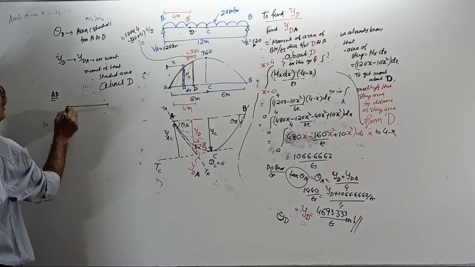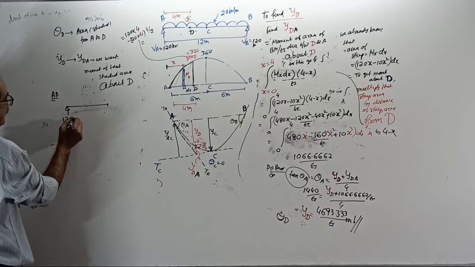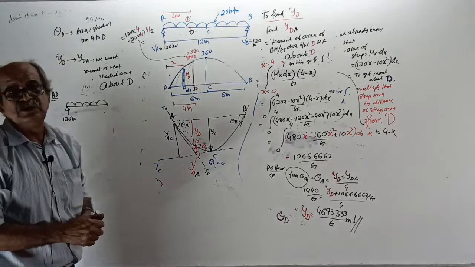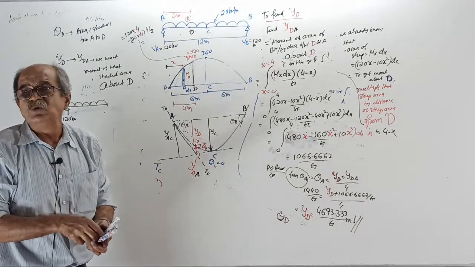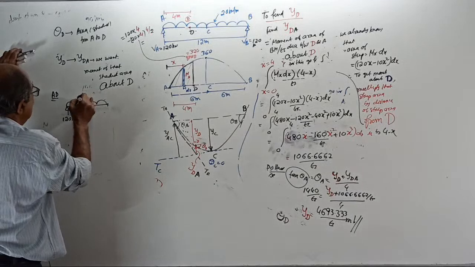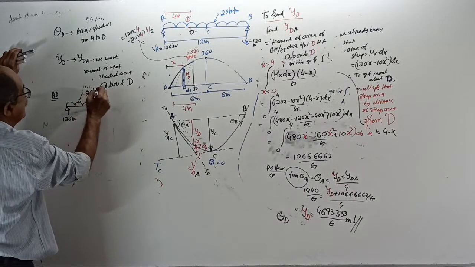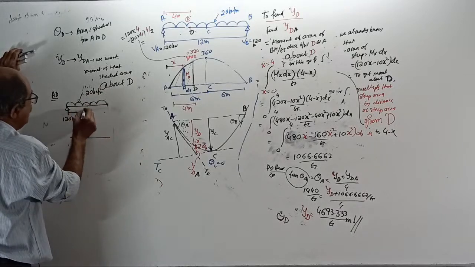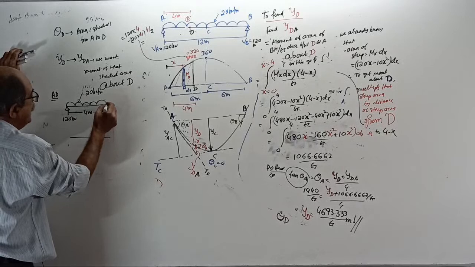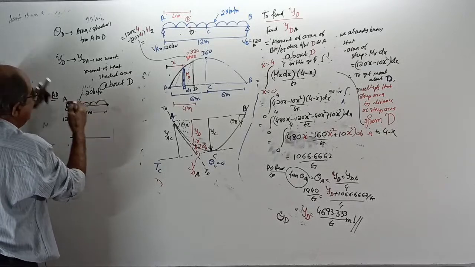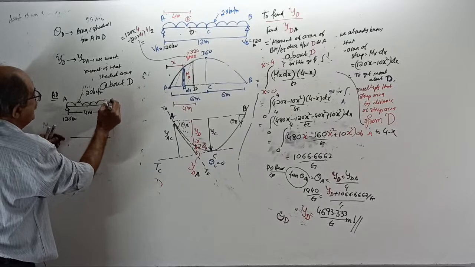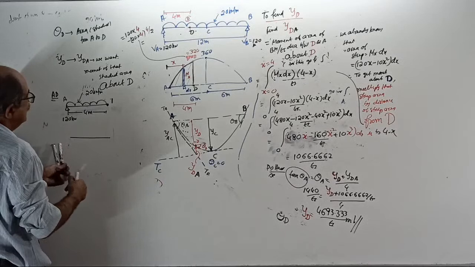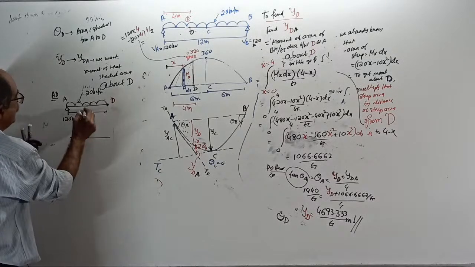There is a reaction here of 120 kilonewton and a UDL of, I am taking a risk now, if the answer is not tallying, I will be in trouble, UDL is 20 kilonewton per meter. And your BMD came here, this is 4 meter. Your BM came, BM 0 here. This is the red color point, the D point, 4 meter.